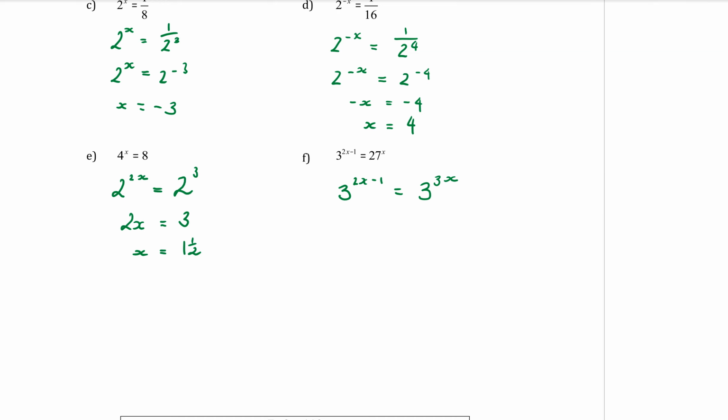Now the bases are the same. We can get rid of those bases, and we just want to make the powers equal to each other. So on the left, I have a 2x minus 1, and on the right-hand side, that's equal to 3x. Okay, my power is a little bit messy this time, but that's a linear equation that we can solve. So all I want to do is subtract this 2x to collect up my x terms, and I will get -1 is equal to 3 minus 2, which is 1x, or we prefer to have our x on the left-hand side, so x is equal to -1.